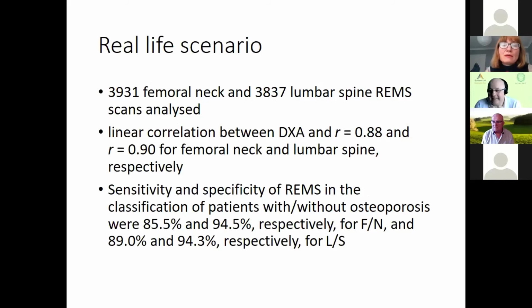Just a few words about what I'm going to call the real life scenario. There might be people thinking, okay, but if you've cleaned out all these other scans, what impact does that have? In a real life scenario, that might be difficult. But when you look at the whole real life scenario, we don't see much change to the figures, suggesting that the technology was performing well.